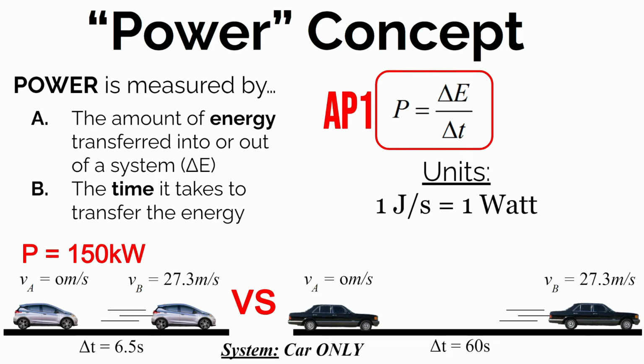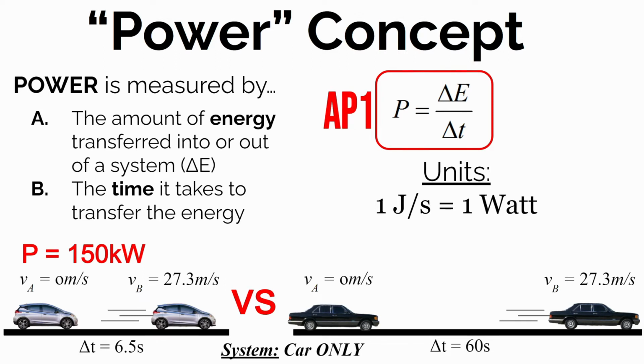So whenever we're talking about energy problems and we want to know something about how much time it takes for a change in energy to happen, we're going to have to be thinking about this thing we call power. With the Chevy Bolt, its maximum power for the electric motor is 150 kilowatts. That's 150,000 watts.